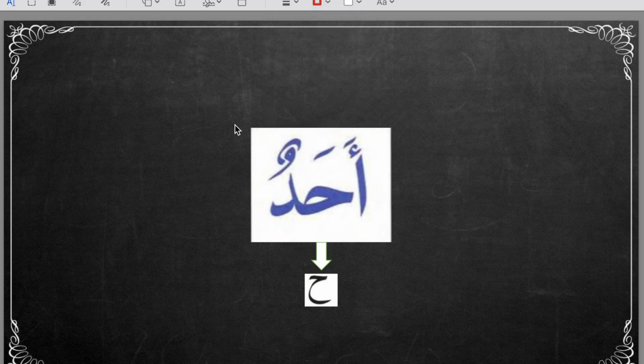So we have to say that when we're stopping, there's no longer going to be a dhammatain on the dal, and we will get a sukoon, because the dhammatain has to go away. When we're stopping, you're going to say ahad. Why ahad? Because when we're stopping, we cannot read the dhammatain, and if there's no dhammatain, then we put a sukoon, a circle, to indicate that there's nothing here. Ahad.